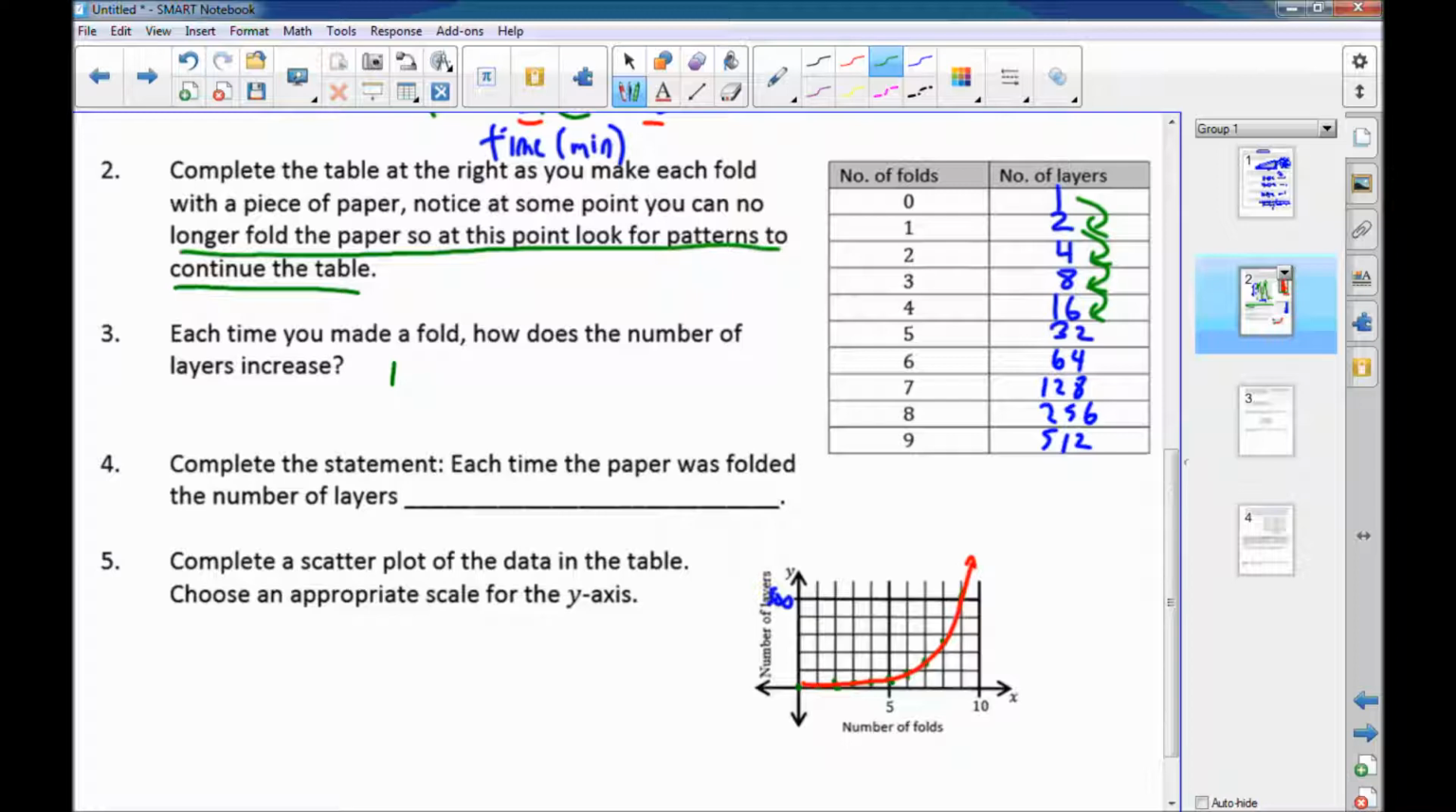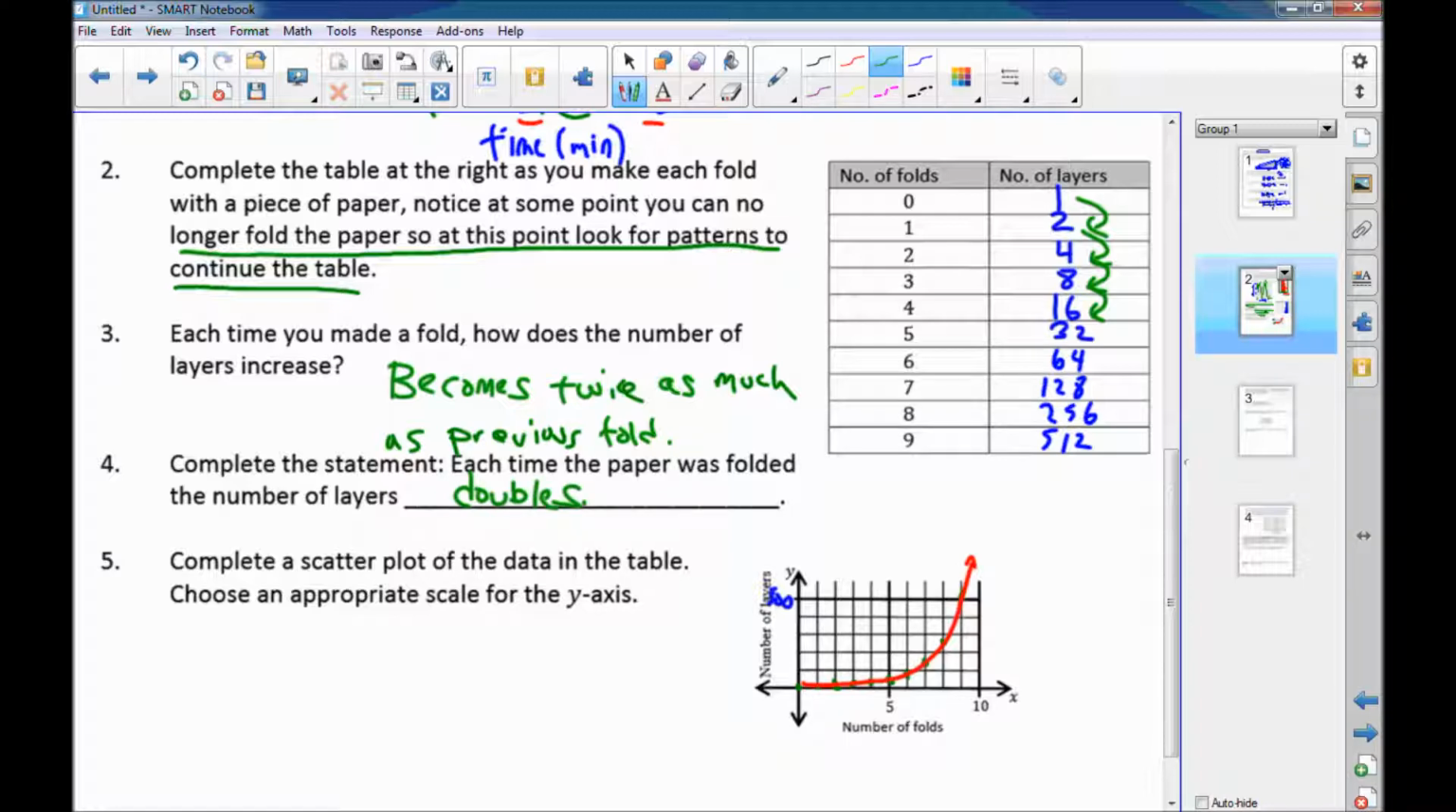All right, so each time you made a fold, how does the number of layers increase? It becomes twice as much as the previous fold. Complete the statement below. Each time the paper was folded, the number of layers, well, another word for twice as much would be double. So this will be doubles, okay?